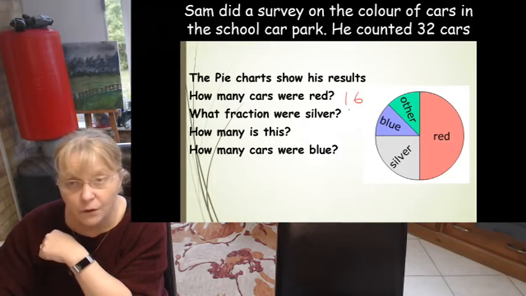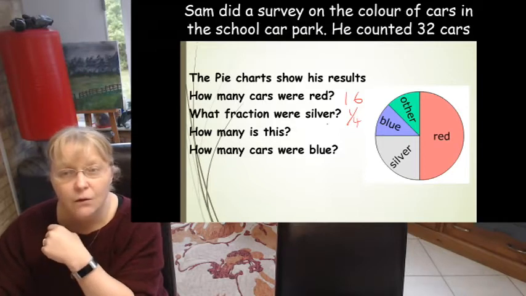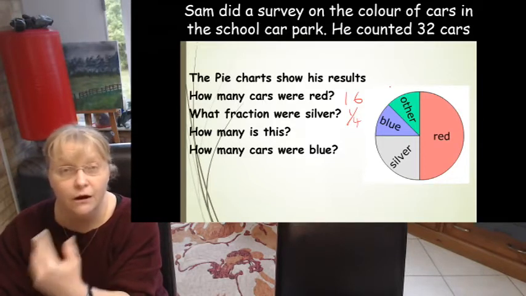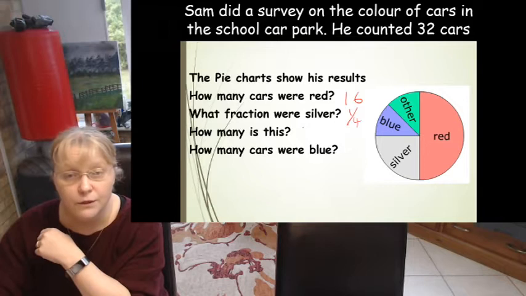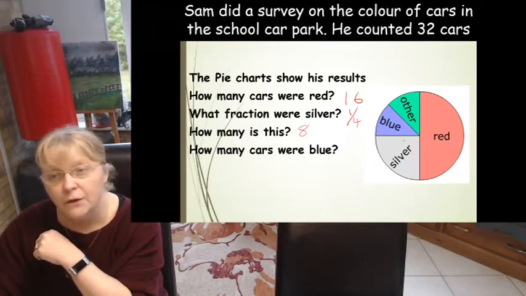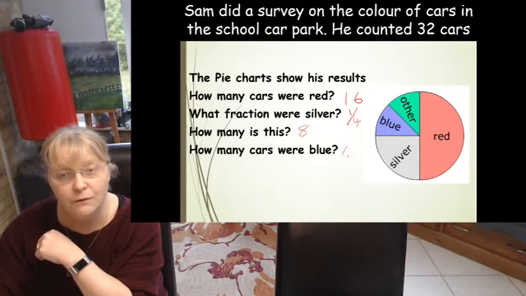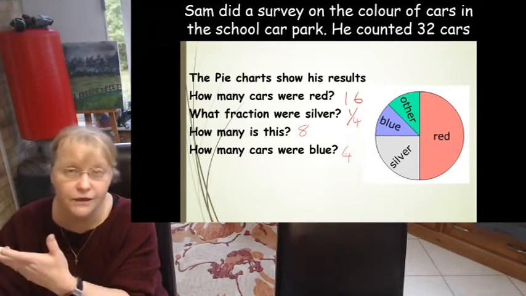So that was 16, 1/4. How many is this? Well, it's 32 halved and halved again, which would be 8. And how many cars were blue? Well, you can see that the blue is half again of the silver, so that would have been 4. Hopefully you got the same answers.